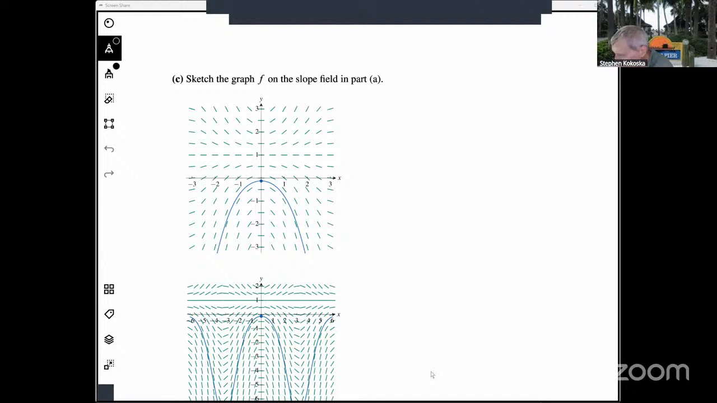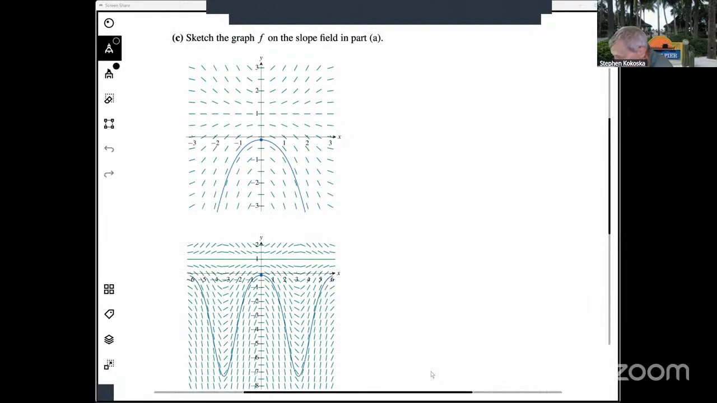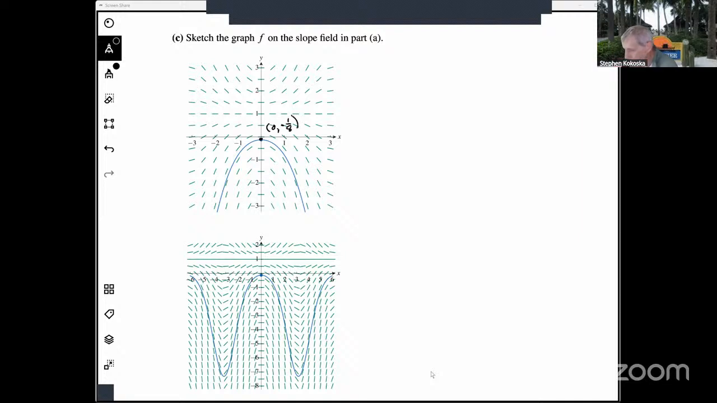So, sketch the graph of f on the slope field. Well, I think I said it went through the point 0, minus 1/8. So I'm just going to add a little bit. That's the point 0, minus 1/8. And I sketched the slope field, and I think there's a little bit of symmetry here with respect to the y-axis. And I think it slopes down. It kind of looks like it starts out looking a little bit like a parabola, but it isn't.